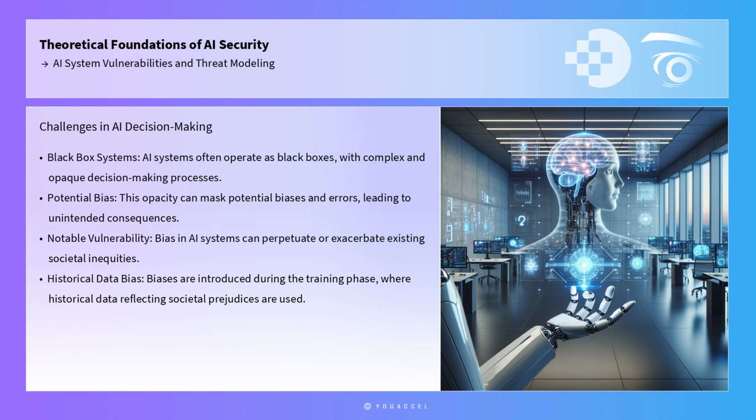Moreover, AI systems often operate as black boxes with complex and opaque decision-making processes. This opacity can mask potential biases and errors, leading to unintended consequences. Bias in AI systems is a notable vulnerability as it can perpetuate or exacerbate existing societal inequities. A high-profile case involved a hiring algorithm developed by a tech giant that, unbeknownst to its creators, discriminated against female applicants. Such biases are typically introduced during the training phase, where historical data reflecting societal prejudices are used.